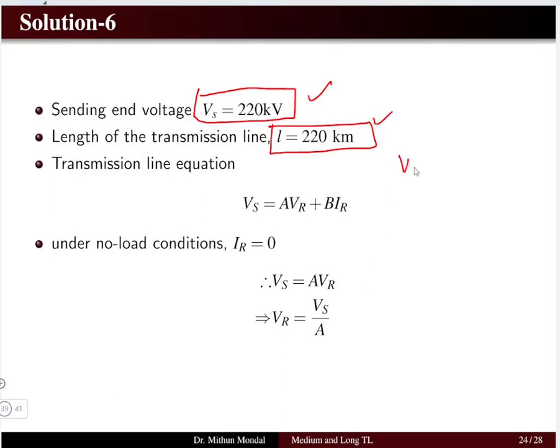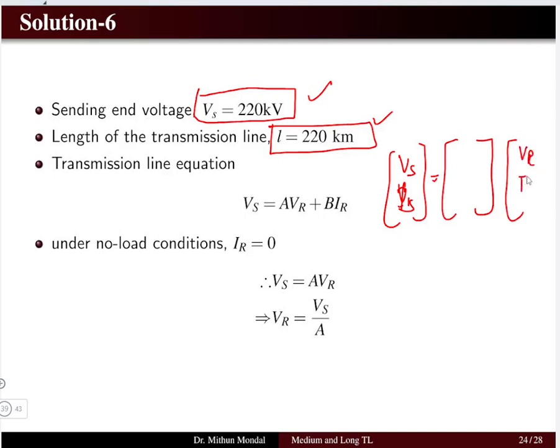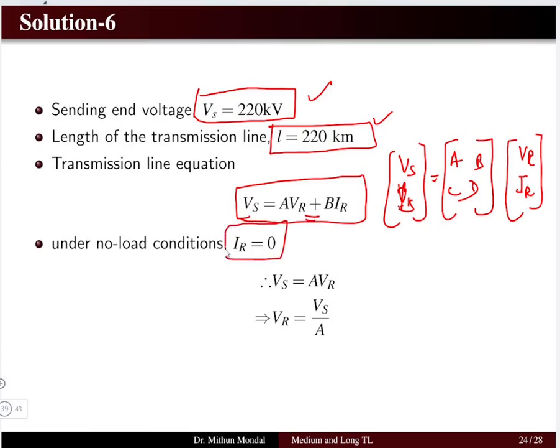We know that the sending end quantities, Vs and Is, with respect to the receiving end quantities, that is the receiving end voltage and receiving end current, can be given by the ABCD parameters of the transmission line. Now we can get the Vs value of the sending end in terms of ABCD parameters. So C and D will not be involved here, only A and B. Receiving end current is 0 because load is not there. So we'll get the receiving end voltage equal to sending end voltage divided by the parameter A, right?